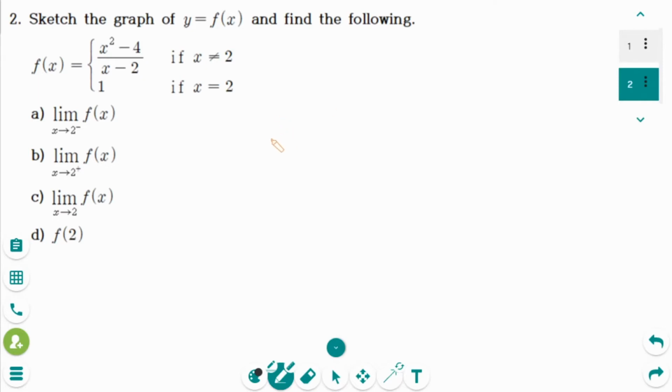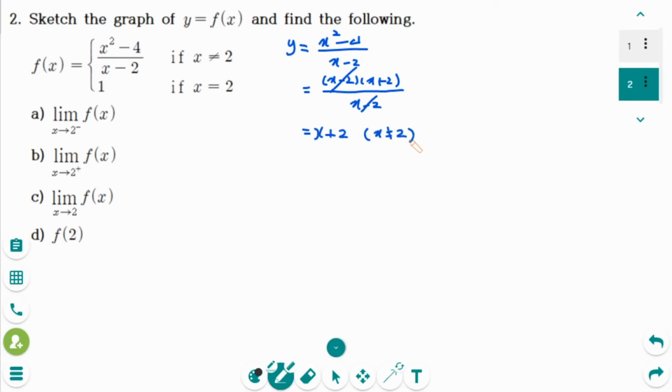This is the next question. f(x) is a piecewise function: (x^2 - 4)/(x - 2) if x does not equal 2, and 1 if x equals 2. The graph of y = (x^2 - 4)/(x - 2) can be rewritten. So we can factor: (x - 2)(x + 2)/(x - 2), and then cancel the common factor. So finally we have x + 2, but x never equals 2.